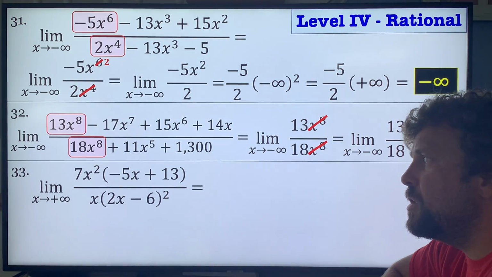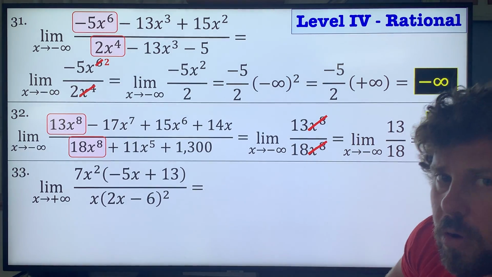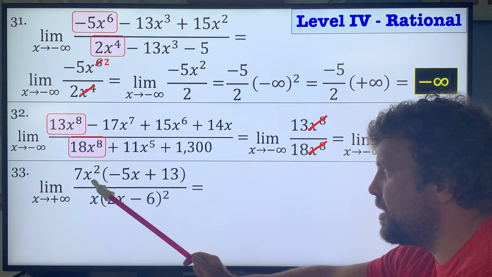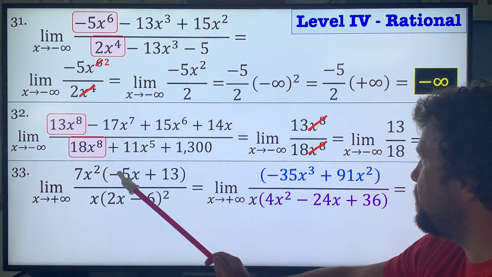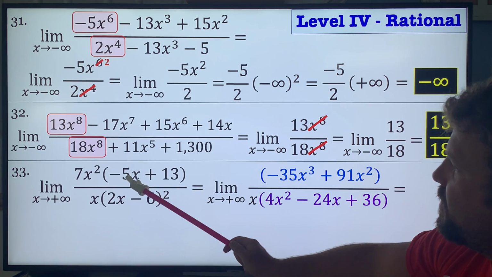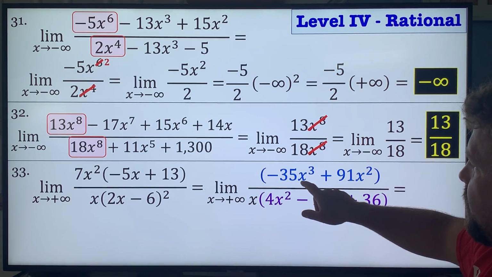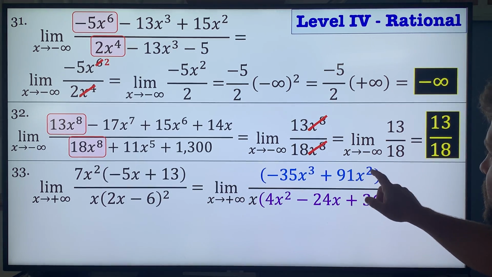Uh-oh. If you said 7x squared was your highest degree term on top, you are 100% wrong. Here's where trickiness comes in. What do I have to do here? Distribute. 7 times x squared minus times negative 5x, negative 35x cubed. 7x squared times 13, 91x squared.